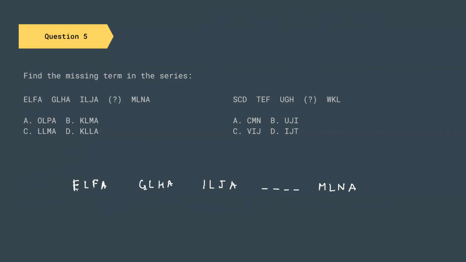E, F, G. So E, F, and G. If we go according to the pattern G, H, I, this will be J, and then we will get this as K, then L, then M. So this is our pattern, that is E, F, G, H, I, J, K, L, M.